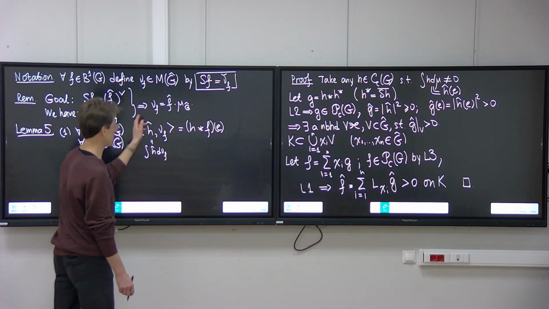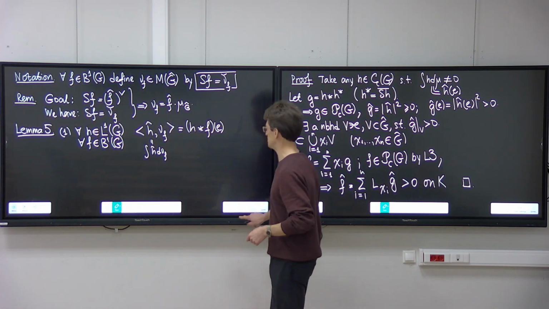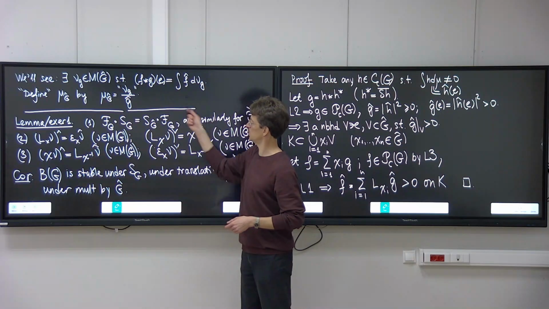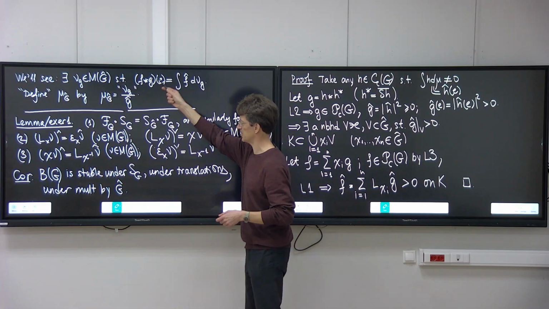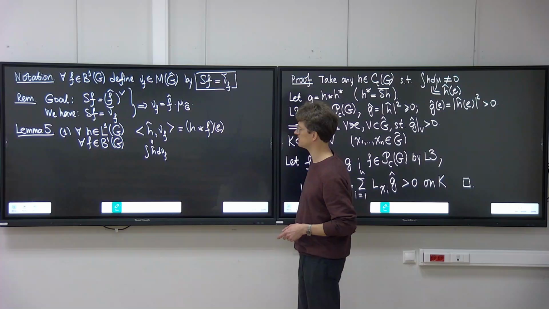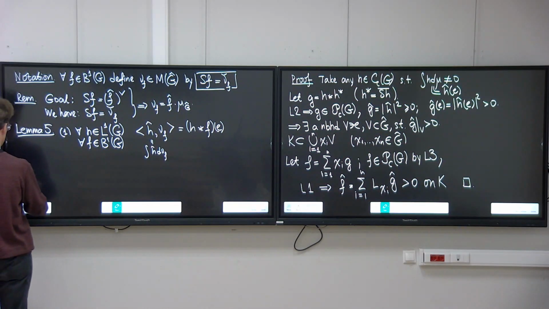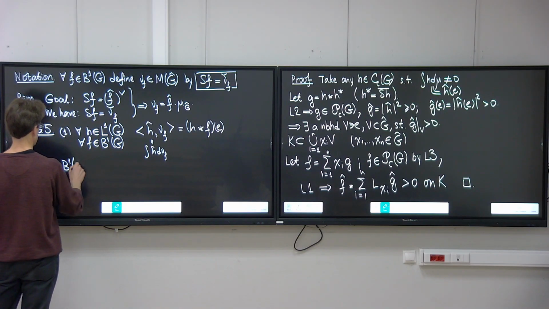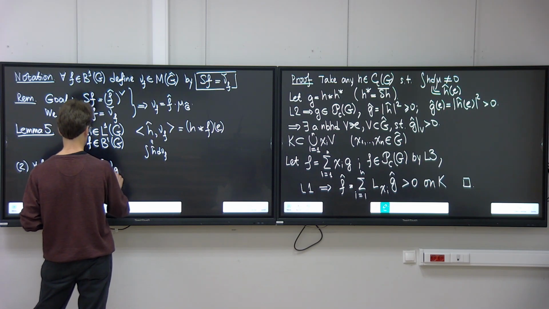So I claim that we have this formula, and again, this is quite predictable. If we look here, we see that we want to construct mu_G in such a way that this formula holds. And this is exactly our Lemma 5. And the second part of Lemma 5 states that for any two functions f and g in B1, we have the following equality.